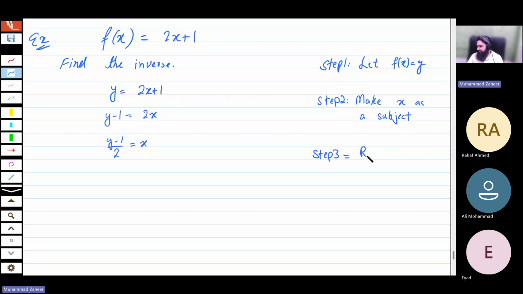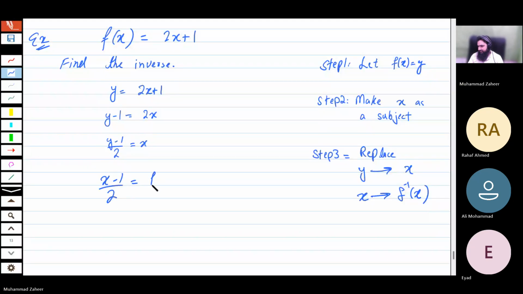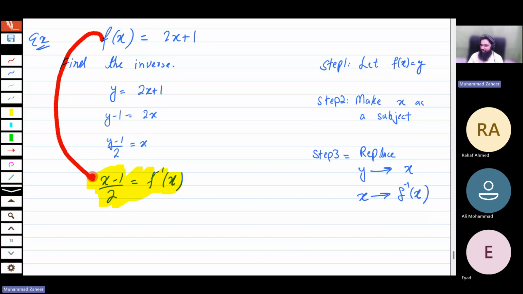So, in step 3, you have to replace y with x and x with the inverse function. So y will become x and x will be the inverse function, because in the start, technically, we don't have any y value. So we have to write the whole value in terms of x. So this is my inverse function. This function is exactly opposite to f of x.